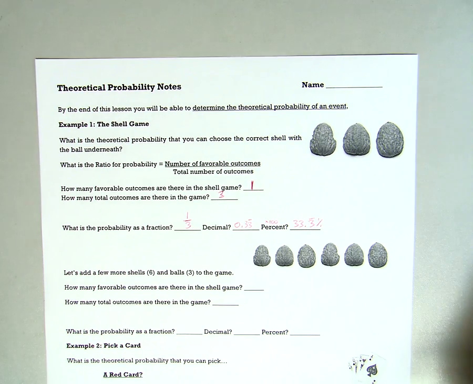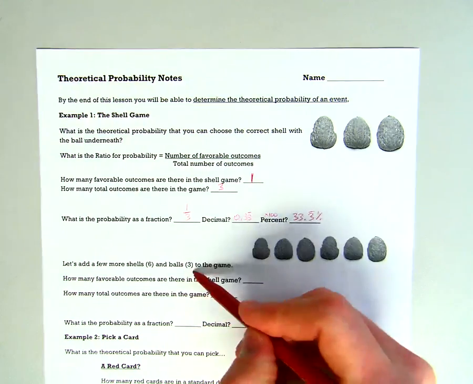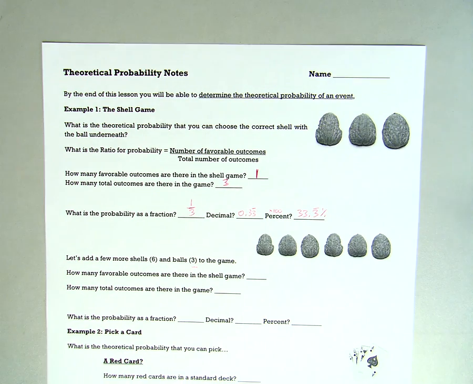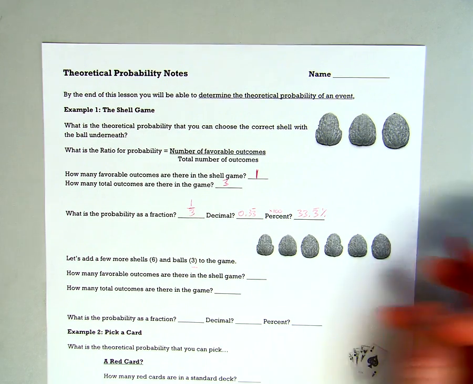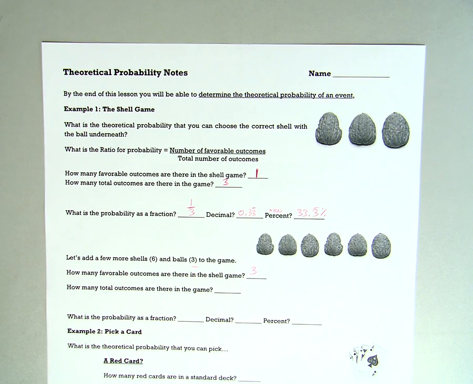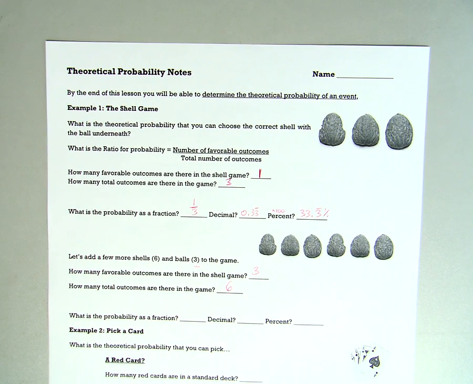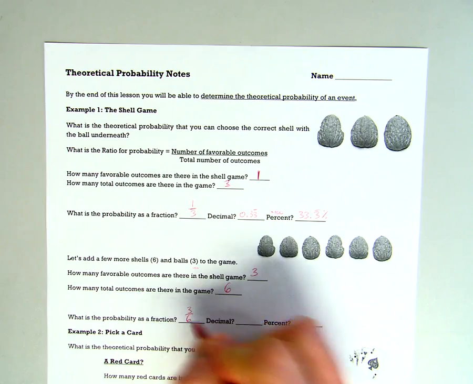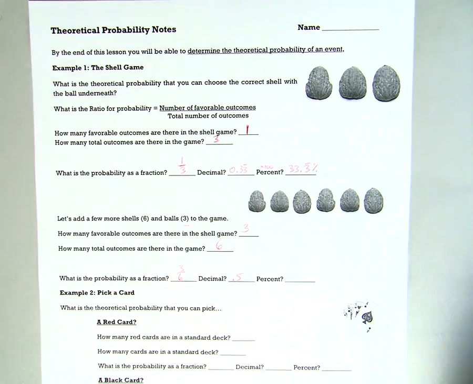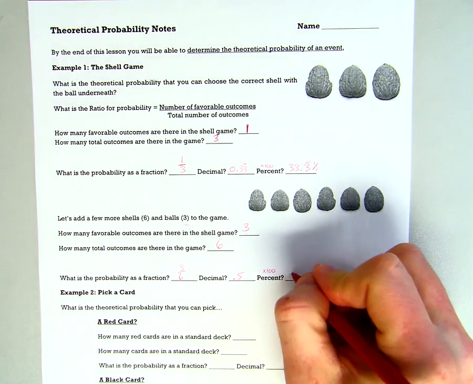Okay, so we're going to add a few more shells. Now we have 6, and now we're going to have 3 balls. So there are 3 balls underneath these 6 shells. How many favorable outcomes are there in the shell game? Now there's 3 balls, so there's 3 favorable outcomes. How many total outcomes? There's 6. So what is the probability as a fraction? There is 3 out of 6. If we change that to a decimal, it turns out to be 0.5, and if we turn it to a percent by multiplying it by 100, it is 50%.